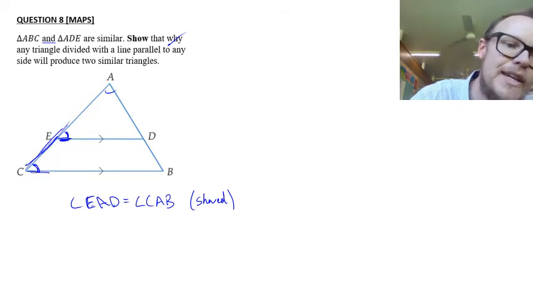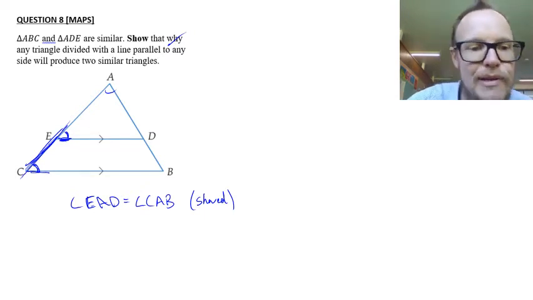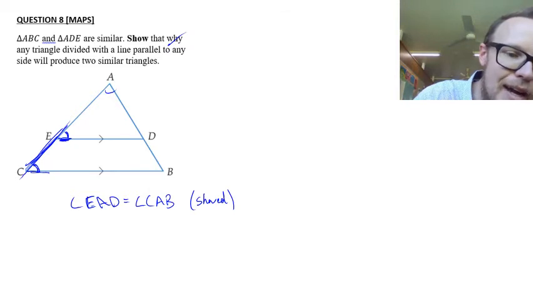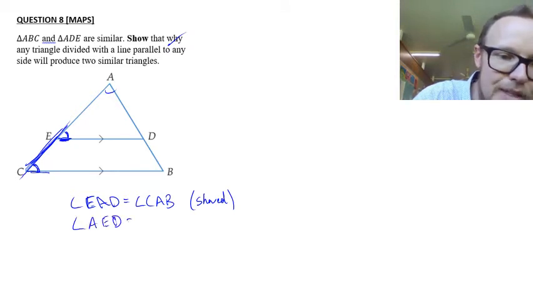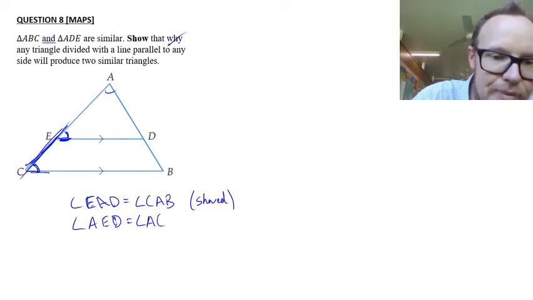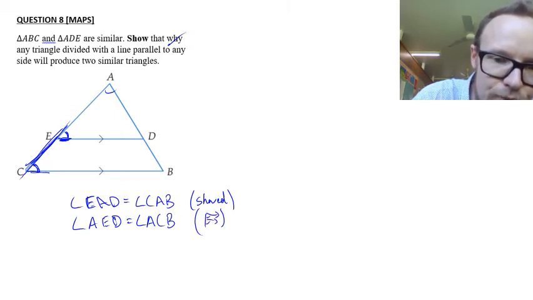Okay, we can see there's our transversal here, transversal crossing our two parallel lines. So we can say angle AED is equal to angle ACB, and that we can use the F rule symbol here, F rule.